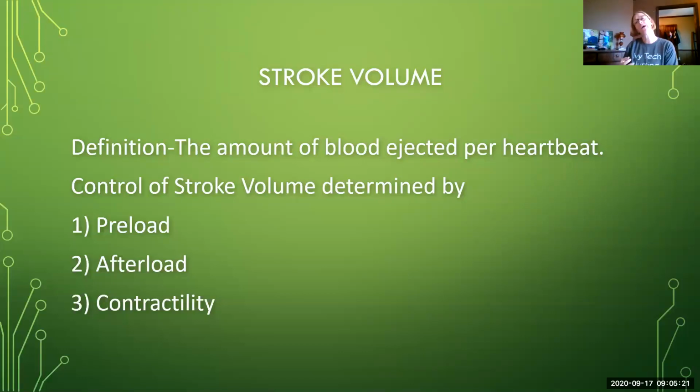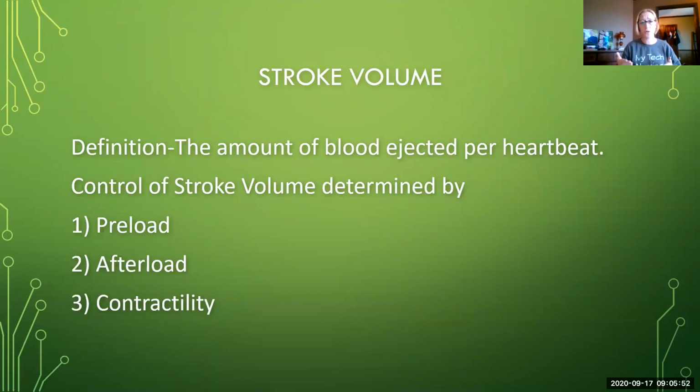When you think of preload, afterload, and contractility, think of your heart kind of like a balloon. Your preload is the stretch of the blood coming into the heart. Pre means before, so preload is things coming into the heart, and it's affected by fluid volume, blood volume, those types of things. So your preload is like your balloon being filled with air. The air you're putting into the balloon is your preload.